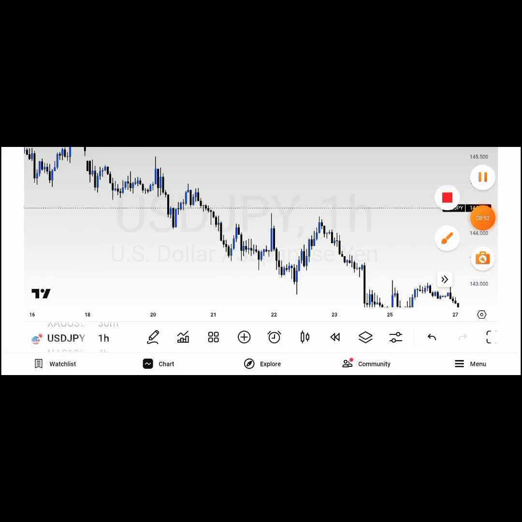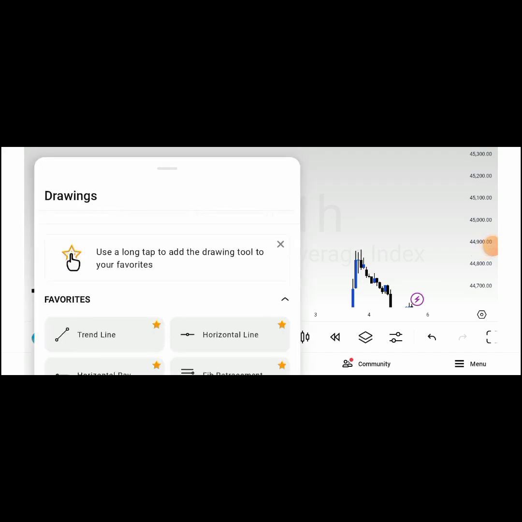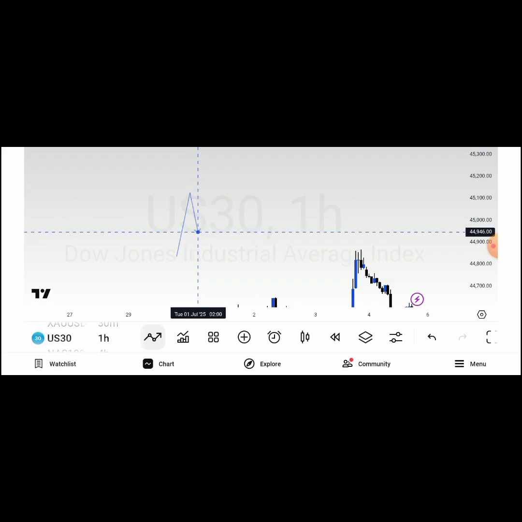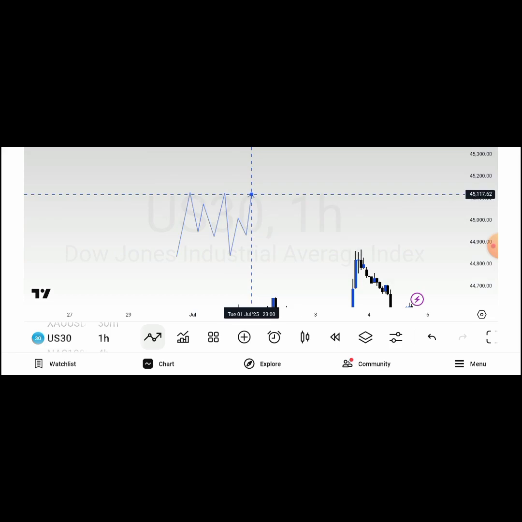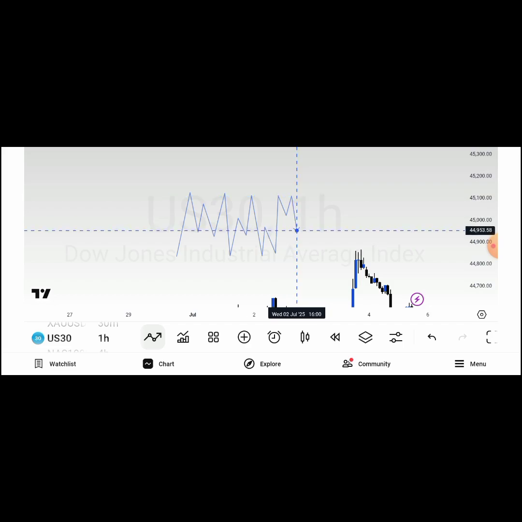So right now we are going to talk about support and resistance zones, which is very, very important. So assuming the market was moving like this, like this, like this, and then like this.